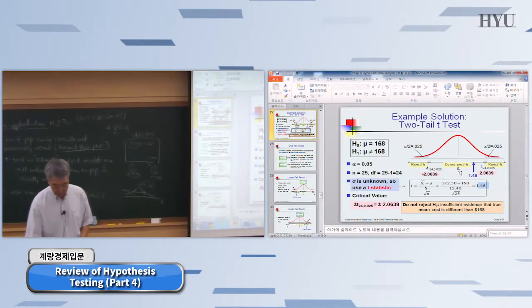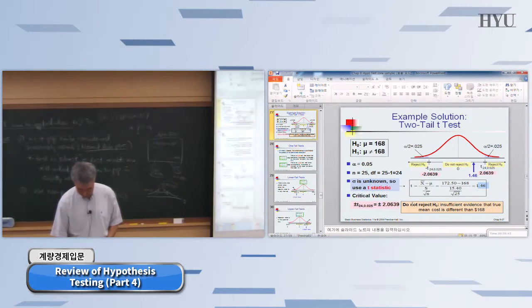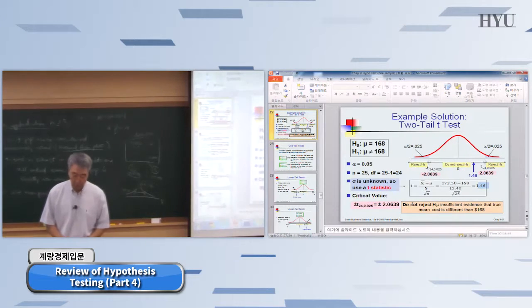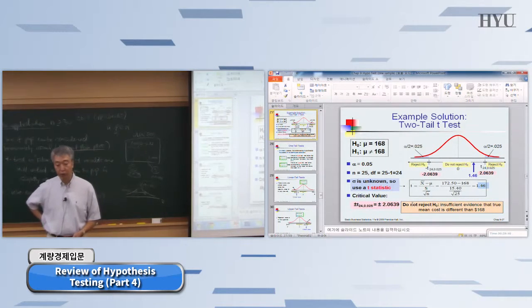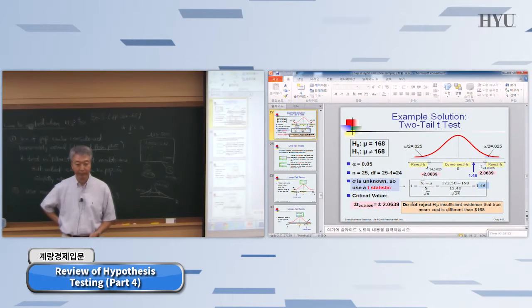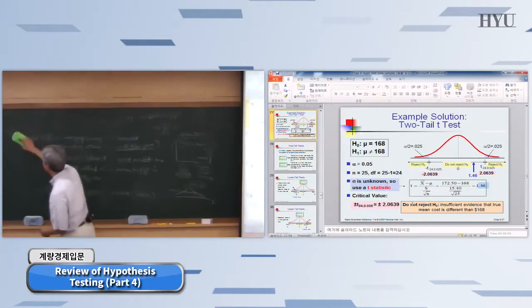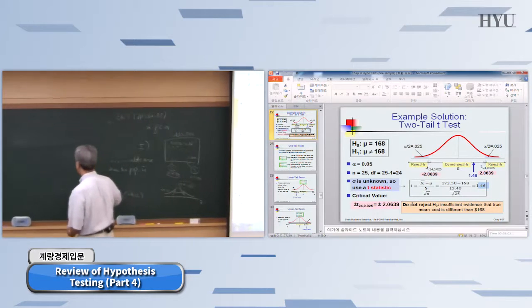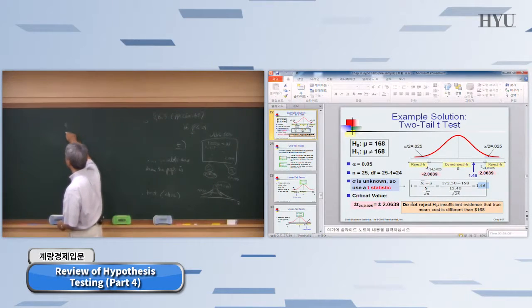So your conclusion should be: do not reject the null hypothesis. Insufficient evidence that true mean cost is different than 168. Okay, that's how we run the test. What if we want to use the p-value approach here? What can you do? When you use the p-value approach, everything is the same. Null hypothesis is the same, alternative hypothesis is the same, the test statistic is the same. The only difference is the decision rule.